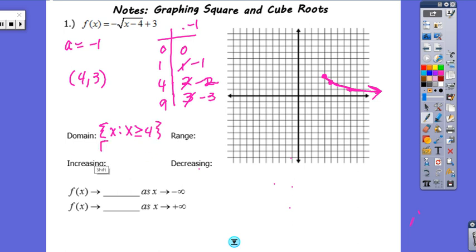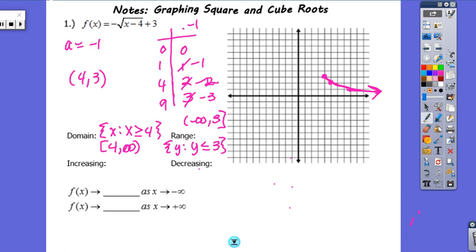And my range, or we can write it in interval notation. And then my range is going down this time, so it's going to be y less than or equal to 3, or negative infinity to 3 bracket.